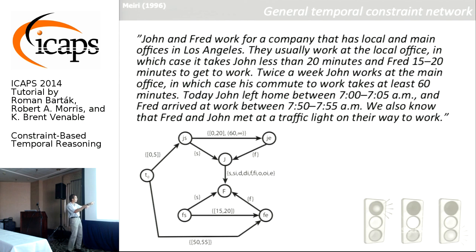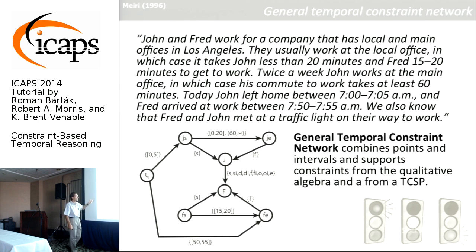So we have time points, we have intervals, we have numerical relations, we have relations between time points and intervals in a symbolic way, and we have relations between intervals, again, in a symbolic way. This relation is described as they met at a traffic light, right? So we don't know the time point when they met. We know that two intervals must be overlapping, right? And that's called general temporal constraint network, and everything is there.